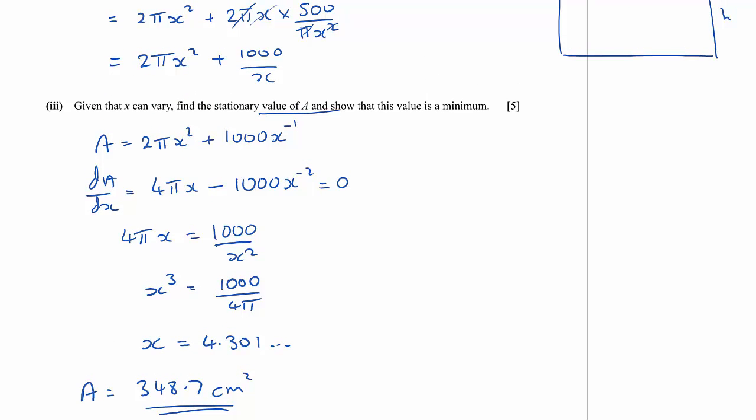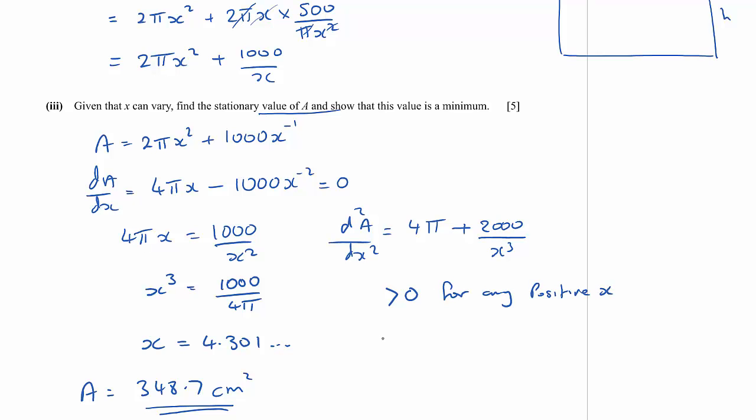And we want to show that that is indeed a minimum. So d2a dx squared is going to be 4 pi plus 2,000 x to the negative 3. So x cubed, which is greater than 0 for any positive x, implies that we have a minimum.